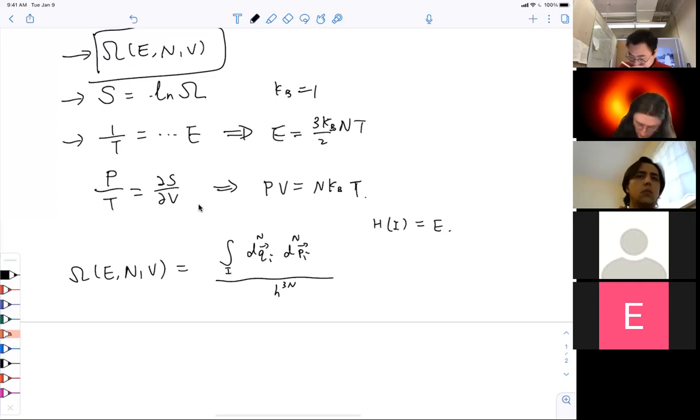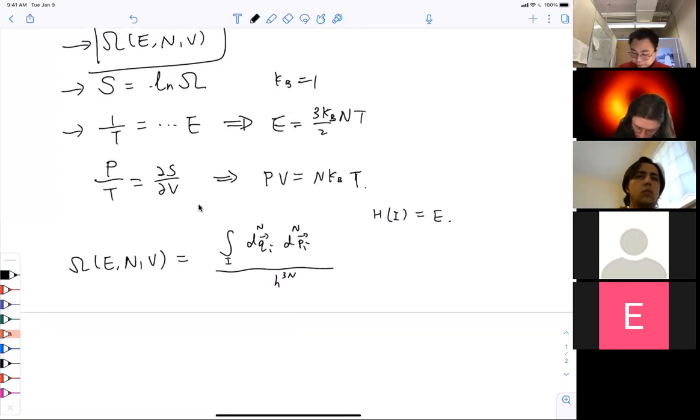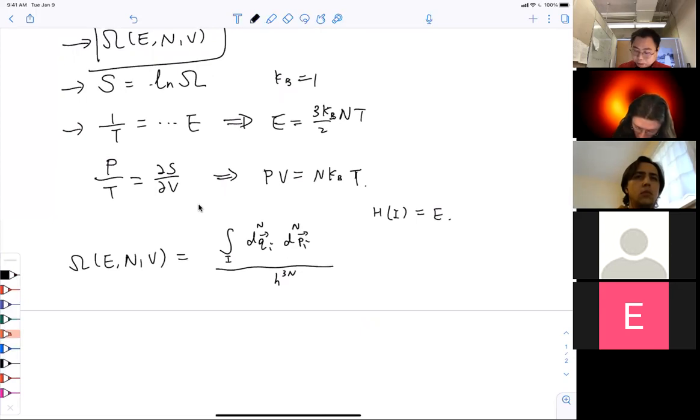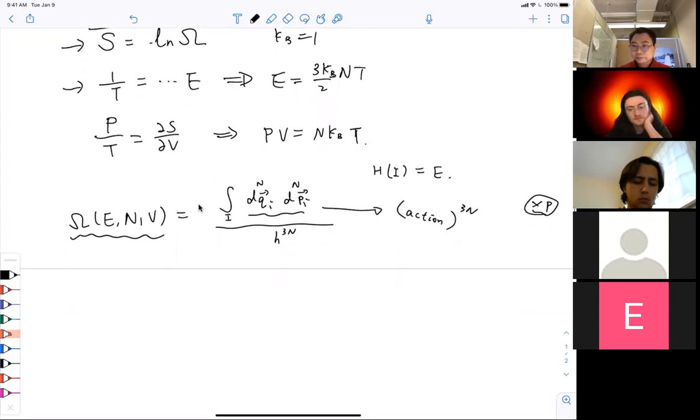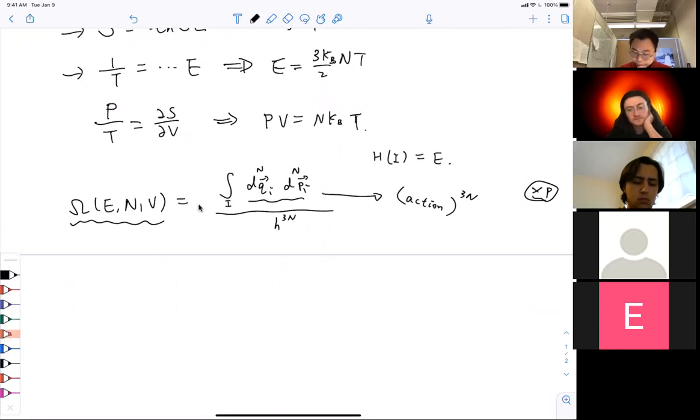to the 3N, right? You can think of this factor as a normalization factor, because we know this number of states is a dimensionless quantity. So if we do this integral, you would get a dimensional quantity. The dimension is action to the 3N, right? X times P is the dimension of action. So we need to divide by some natural constant to make it dimensionless. The natural choice is h or h bar, whatever.